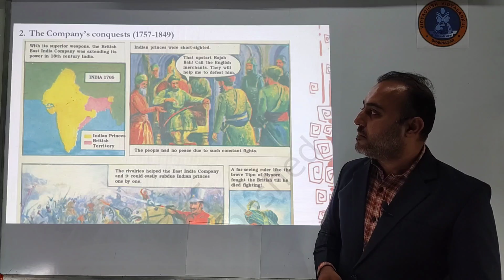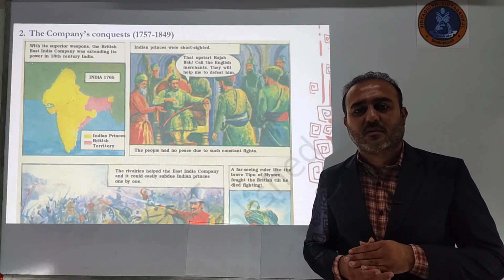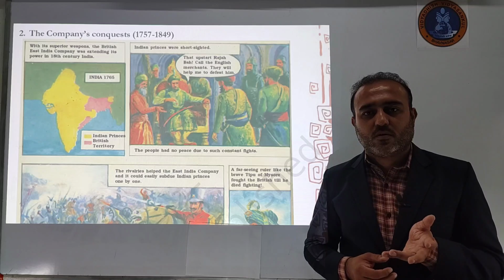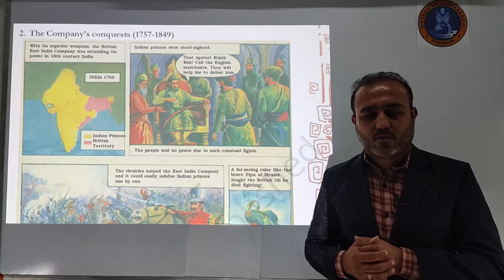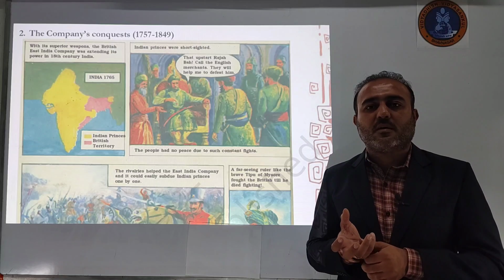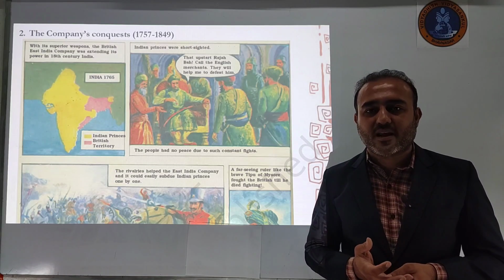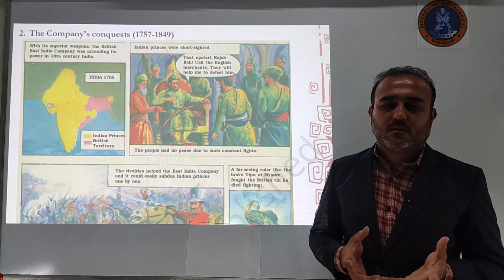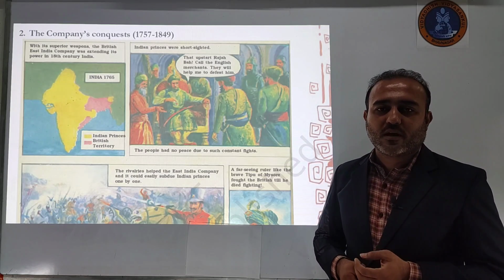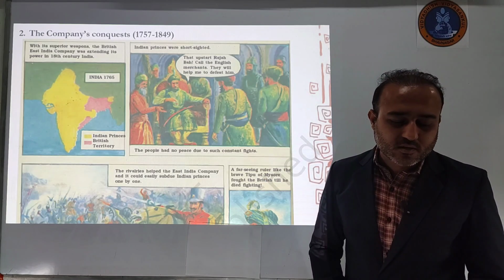So company here means the British East India Company. The British East India Company was actually a company that used to report to the Queen of England. It was just a company which came to India for the purpose of trading, and later on they established their control over India. We know the history, right? So let us try to find out what is given over here.